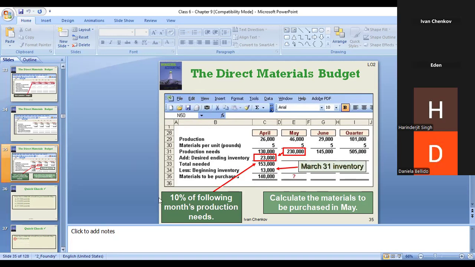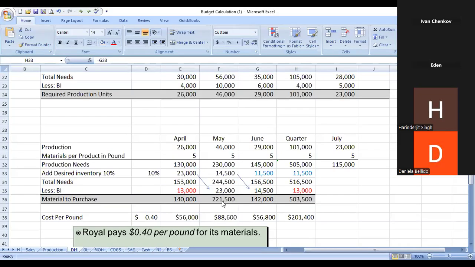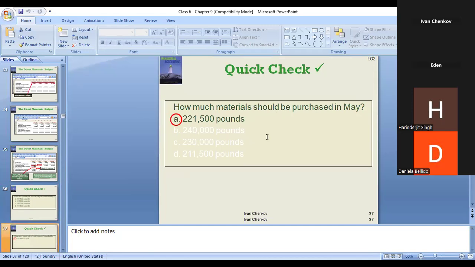Now the question is, how much material do we need to purchase in May? We already have the answer to that question. The only thing that we have to do is go back to the Excel spreadsheet and check how much we need to purchase in May. In May, we need to purchase 221,500 pounds. So let's go back to the slides and plug this in as an answer. So the answer will be A, and let's see if that's the correct answer. That seems to be the correct answer.